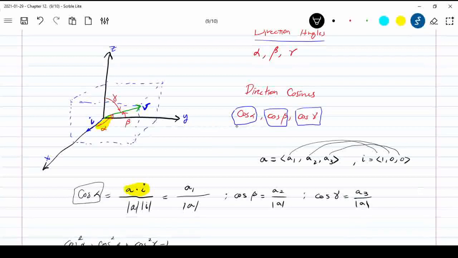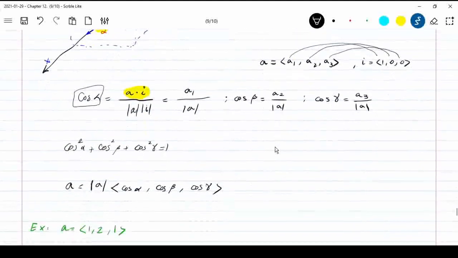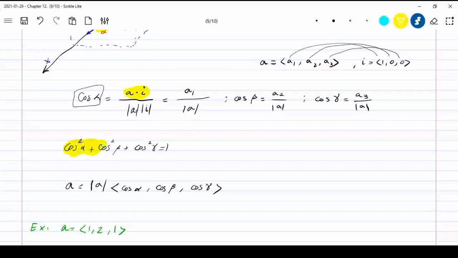This is how you find the direction cosines. And if you want to find the angles alpha, beta, and gamma, you just take the cosine inverse. So the cosine inverse of A2 divided by the magnitude of A basically tells you the angle beta, for example. Okay, so what we notice is this property. This is an important property: if you have two of the angles, you can find out the third angle.